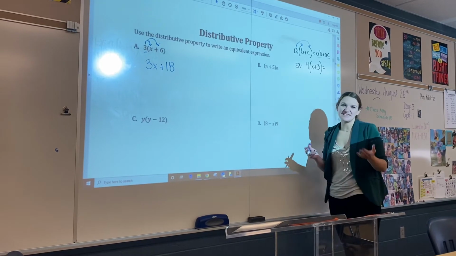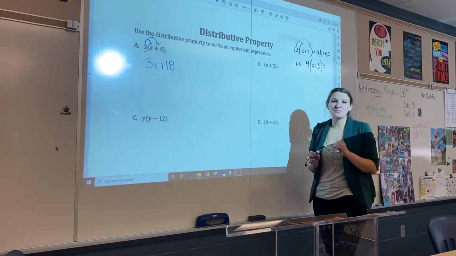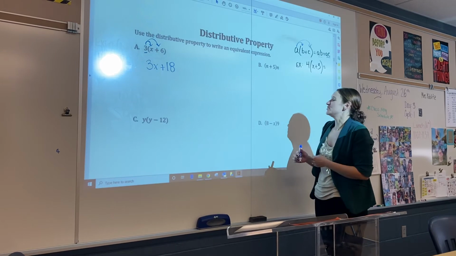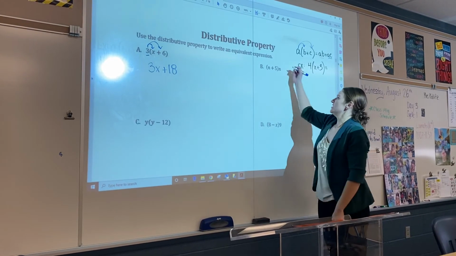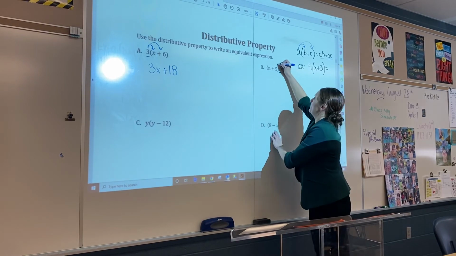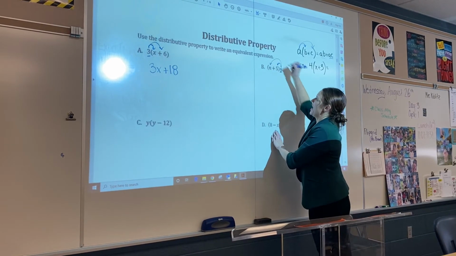Let's look at our next example. It looks a little bit different, but you're following the same rules. You're going to distribute what's outside of the parentheses to everything inside the parentheses. So here's the term we're distributing. It's going to go to both the 5 and the n.